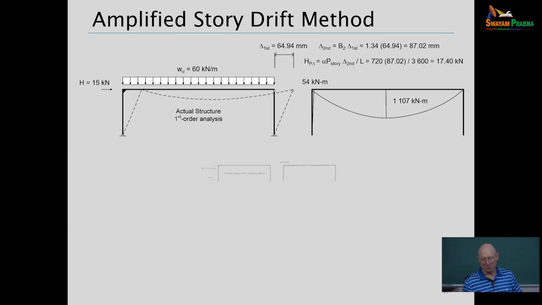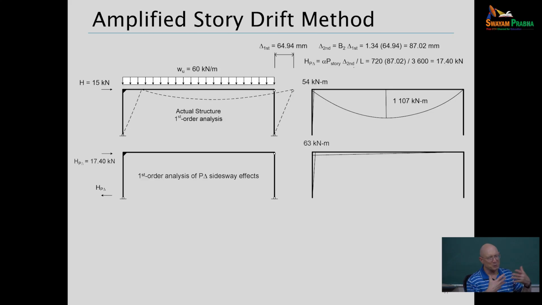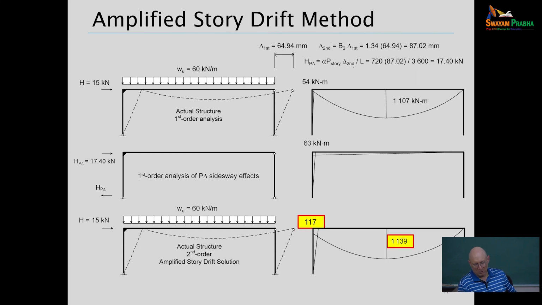What we're going to do next is another first order analysis of the frame where we apply that P delta shear. We get an additional moment of 63 kilonewton meters. And now we're basically going to sum those effects. I think the graphic on the left at the bottom is the same as the graphic at the top on the left, except I'm not saying these are second order results. If I sum 54 and 63, I get 117. That's my estimate of the moment at the top of the column.